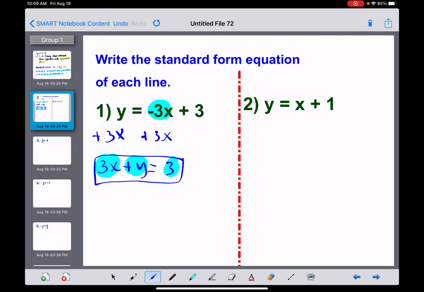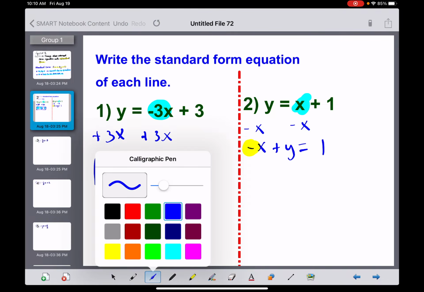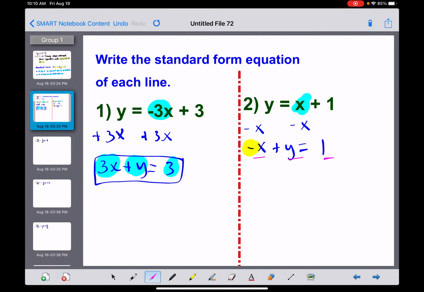Okay, let's look at number 2. Notice again the x is on the right hand side. We're going to move it to the left hand side by subtracting x. So we get negative x plus y equals 1. But this is not standard form yet because a is negative, so we have to get rid of the negative. To do that, we're going to divide both sides by -1. Negative over negative is positive, so x minus y equals -1. This satisfies the restrictions, so this is in standard form. Let's move on to number 3.